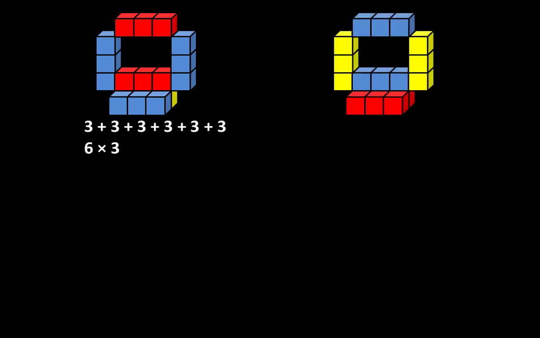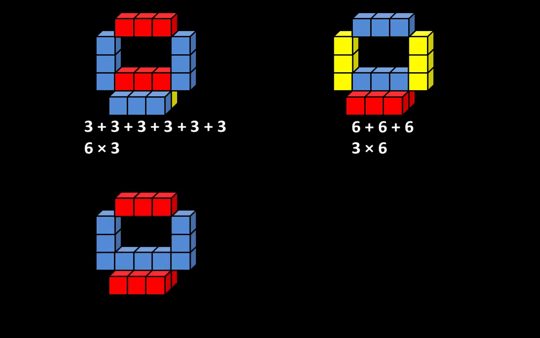Let's take a second look at how the structures were broken apart. Almost every time we find that there is more than one way to describe what we see. The first structure can be described as 3 plus 3 plus 3 plus 3 plus 3 plus 3, or it can be described as 6 groups of 3. The second structure can be described as 6 plus 6 plus 6, or it can be described as 3 groups of 6. The third structure can be described as 9 plus 9, or it can be described as 2 groups of 9.